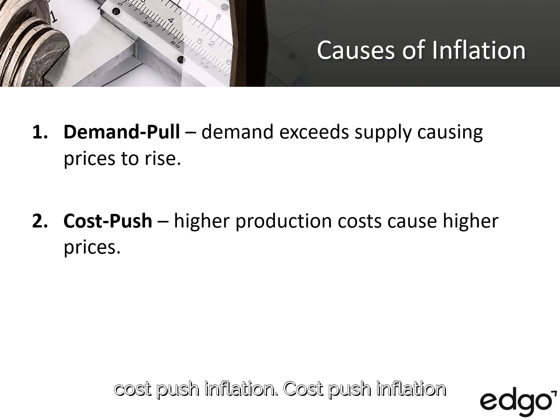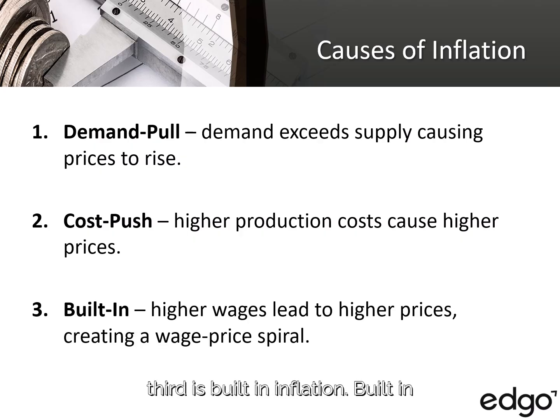The second is cost-push inflation. Cost-push inflation happens when the cost of production increases. For example, if fuel, electricity, raw materials, or transportation become more expensive, businesses may increase their prices to cover the additional costs. The third is built-in inflation. Built-in inflation may occur when higher wages lead to higher production costs. Businesses may increase prices, and because prices are higher, workers may again demand higher wages. This may create what we call a wage-price spiral. Therefore, inflation may be caused by changes in demand, production costs, or the interaction between wages and prices.